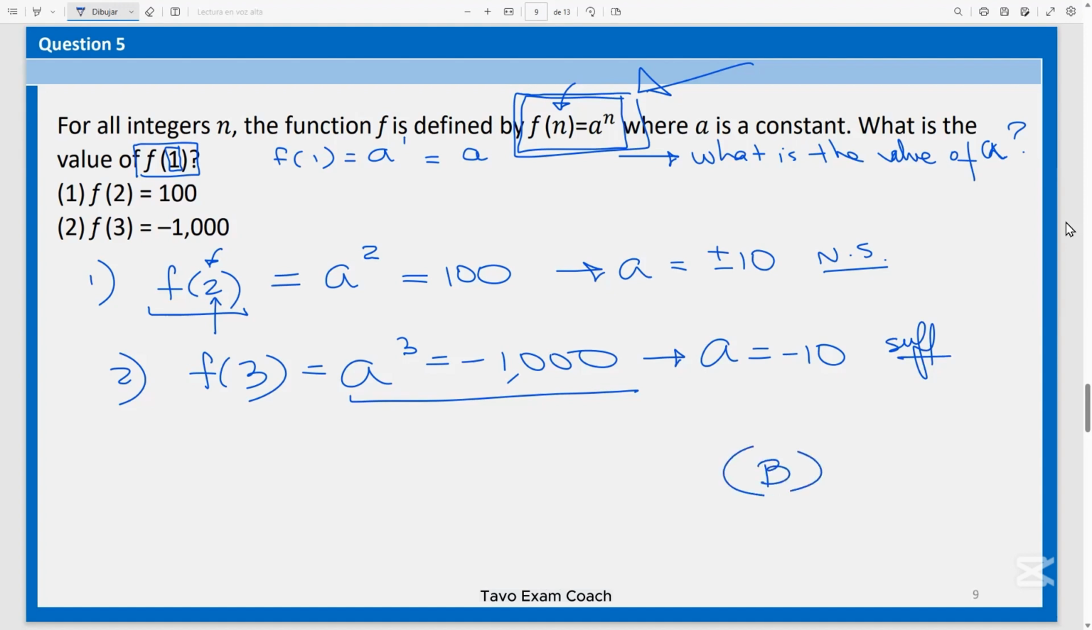Well, those are some examples of how the definition of a function works in a GMAT Quant question. Let's now proceed to the second type of question in this lesson.